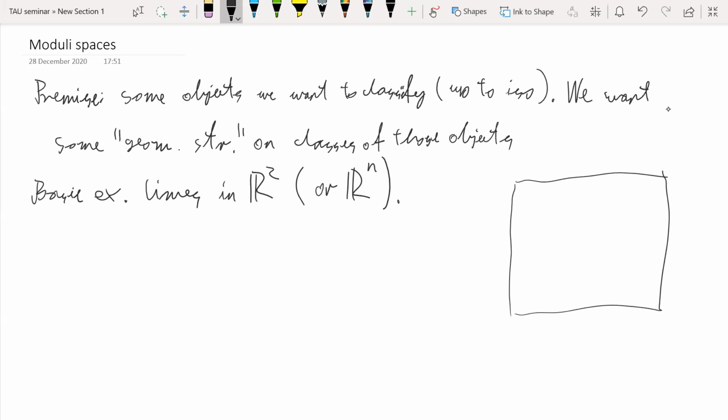This is just R squared, and we fix the origin, and we are interested in the lines going through the origin in this plane. So pretend they are all going through the origin. We have this family of lines, and we would like to have some space which classifies those lines. And how could we construct such a space? Well, in this case, it is not terribly hard to do.